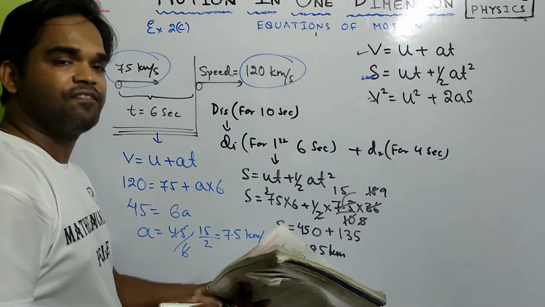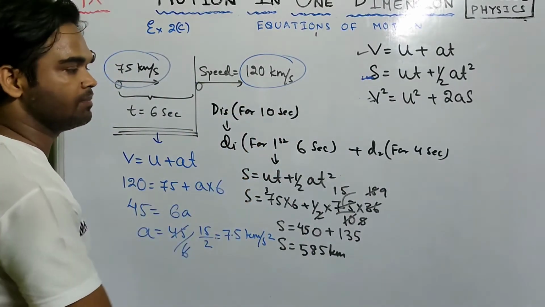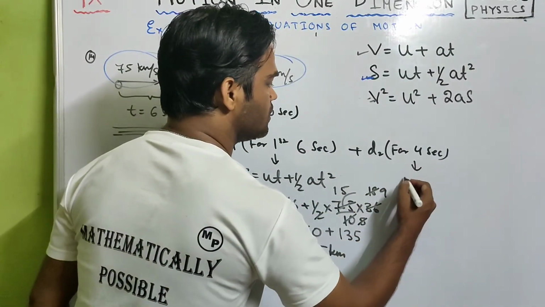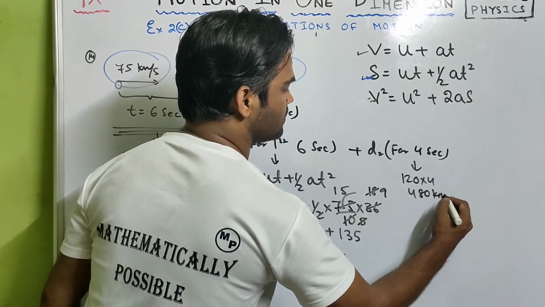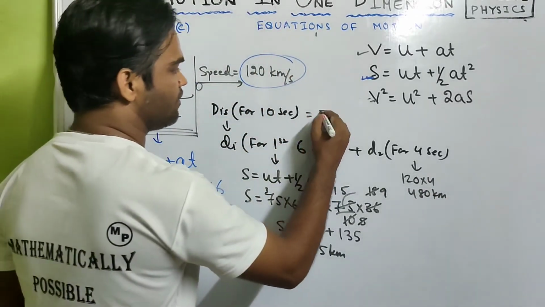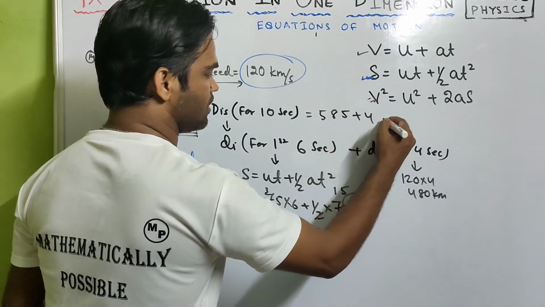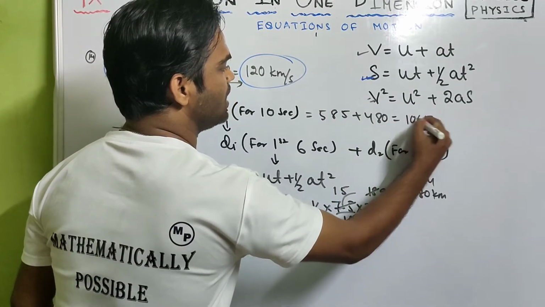Now for the next 4 seconds is very easy. The speed of the body is 120. So distance will be what? Speed into time. That's 480 kilometer. So the total distance is 585 plus 480.